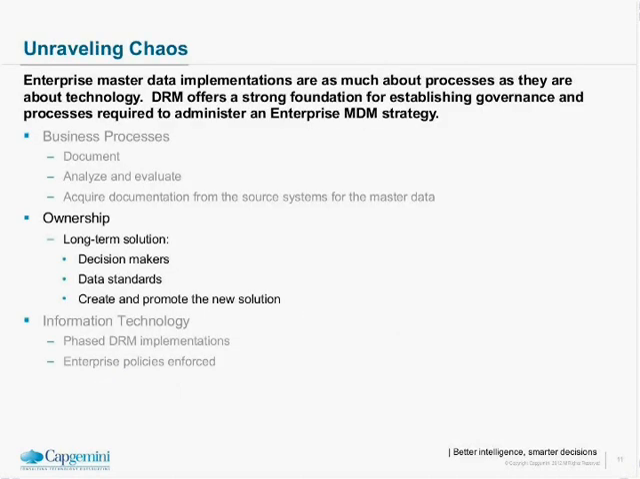Next, we're going to go through the second stage, which is ownership. We call this ownership because once you get your processes documented, decisions need to be made. So who will make the enterprise decisions? The solution usually is owned by the business and supported by IT.